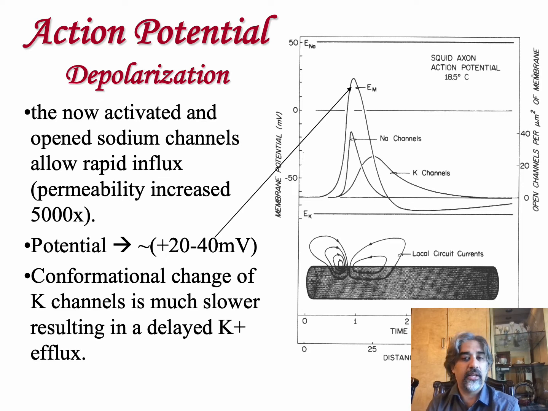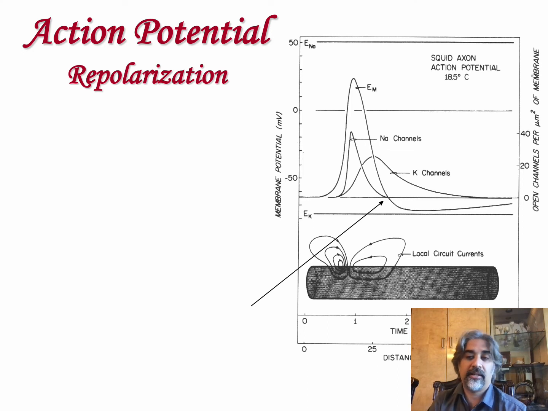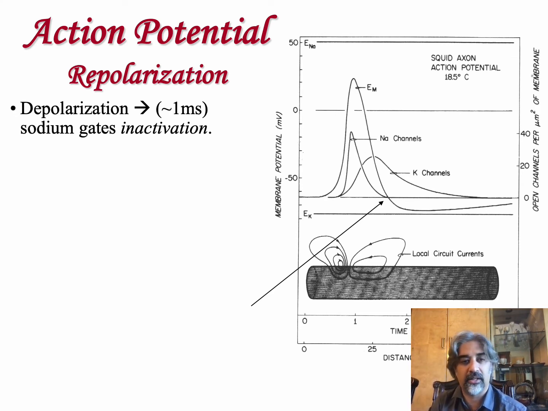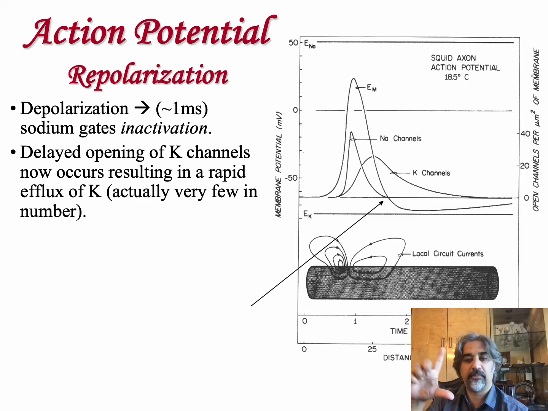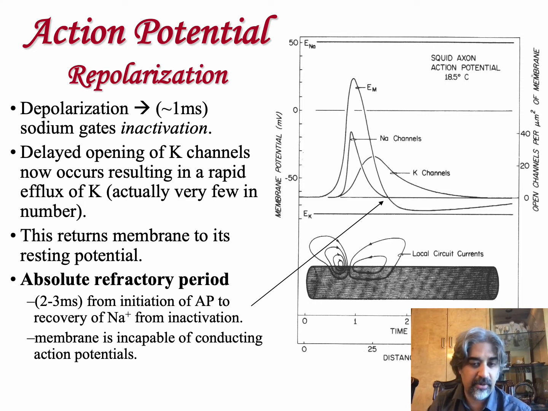So now the activated open sodium channels allow rapid influx, and the permeability is increased about 5,000 times. There's a conformational change of potassium channels occurring, but it's happening much slower, resulting in a delayed potassium efflux. Repolarization is that the potential reaches plus 40, plus 50, and sodium gates approximately 1 millisecond later are inactivated as a result. And the delayed opening of the potassium channel now occurs, resulting in a rapid efflux of potassium, and actually very few in number, as I had mentioned before.